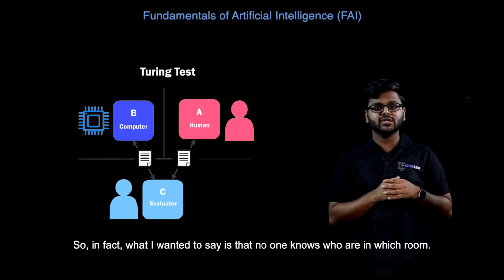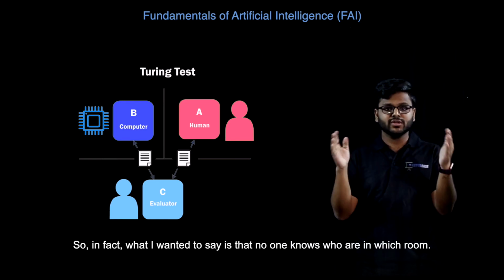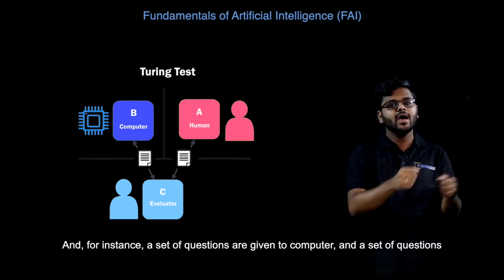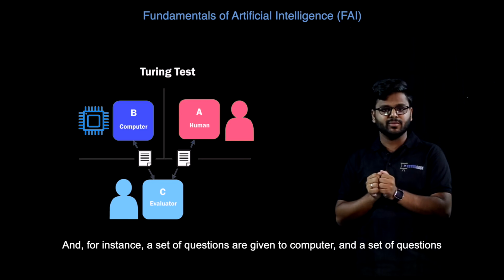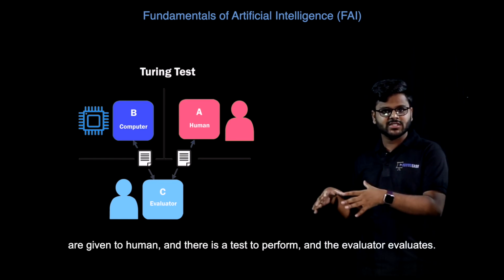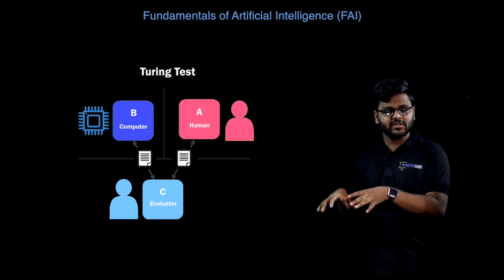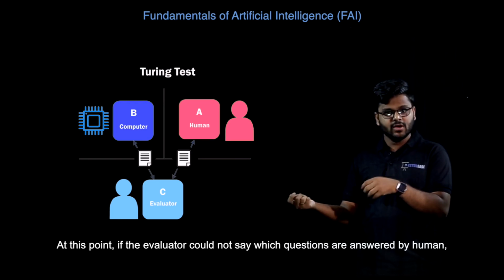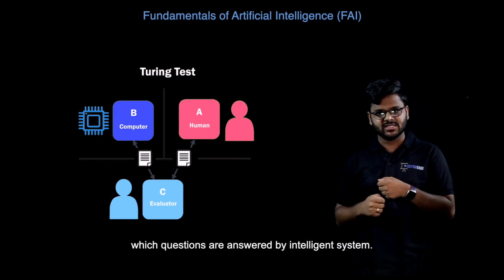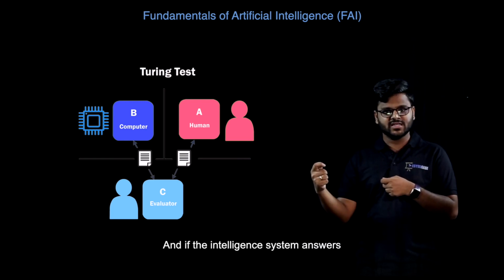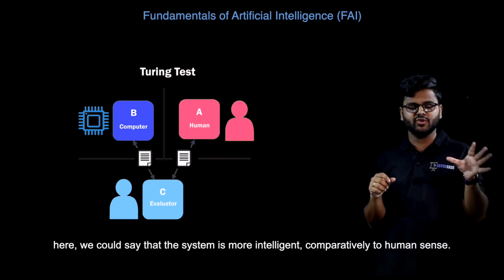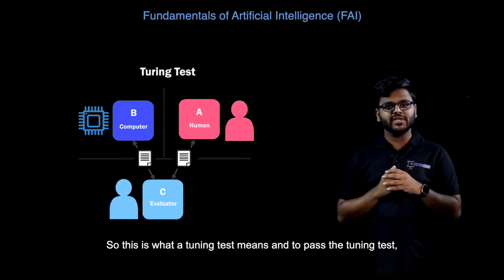So in fact, what I wanted to say is that no one knows who is in which room. For instance, a set of questions is given to a computer and a set of questions is given to a human, and there is a test to perform and the evaluator evaluates. At this point, if the evaluator cannot say which questions are answered by the human and which by the intelligent system, then we could say that the system is intelligent comparatively to a human. So this is what a Turing test means.